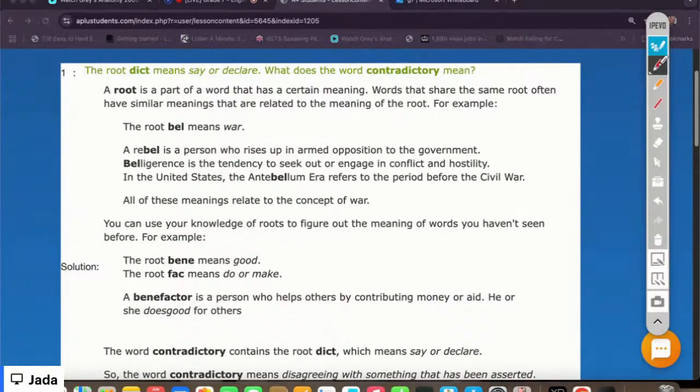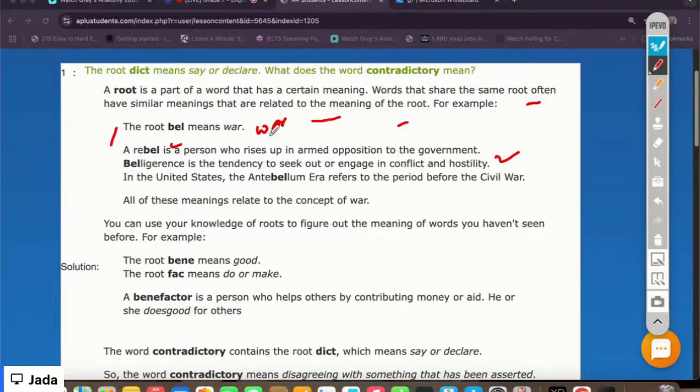A root is a part of a word that has a certain meaning. Words that share the same root often have similar meanings that are related to the meaning of the root. So, for example, we have the root bell means war. So, whenever you see the root bell, it means war. A rebel is a person who rises up in armed opposition to the government. And then we have belligerence, which is a tendency to seek out or engage in conflict and hostility.